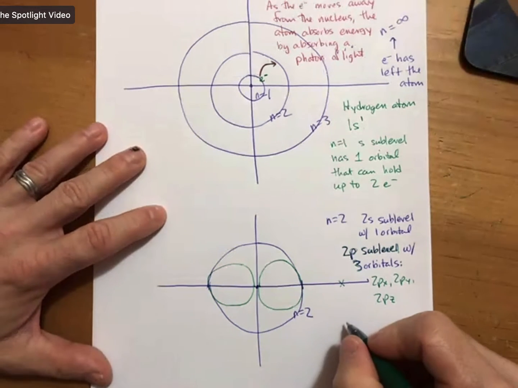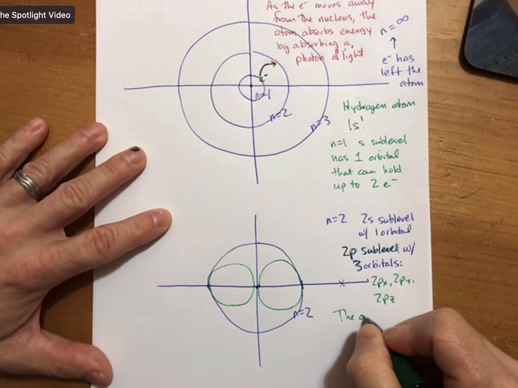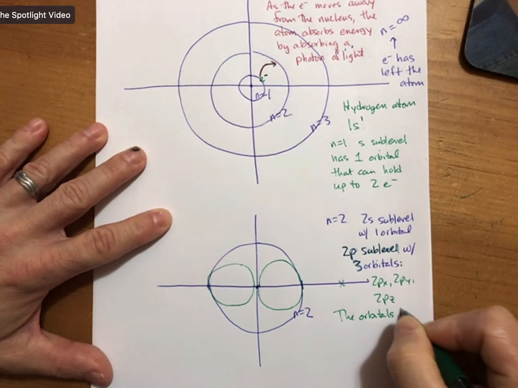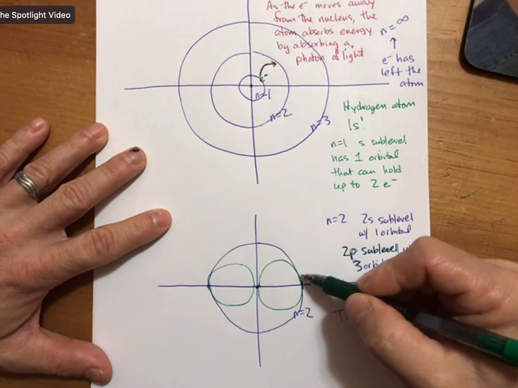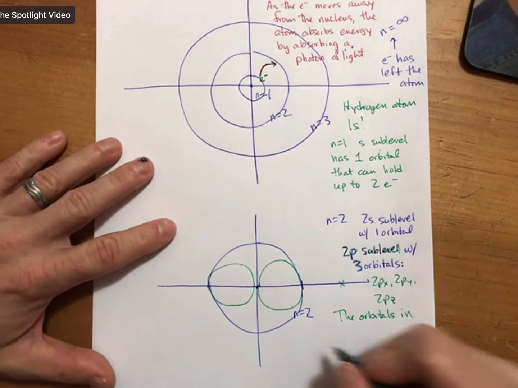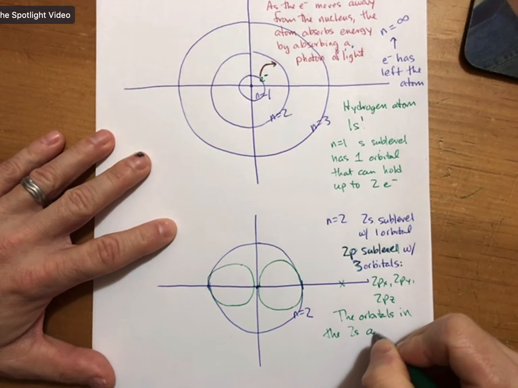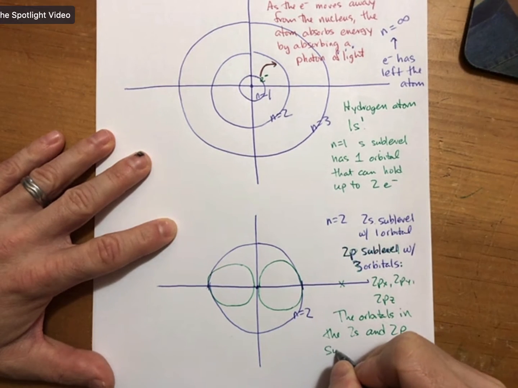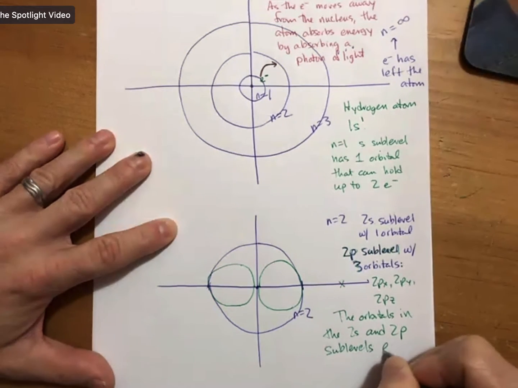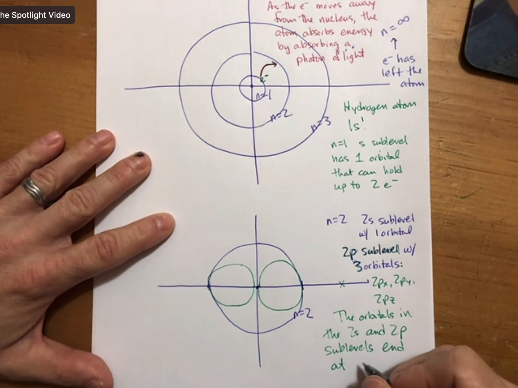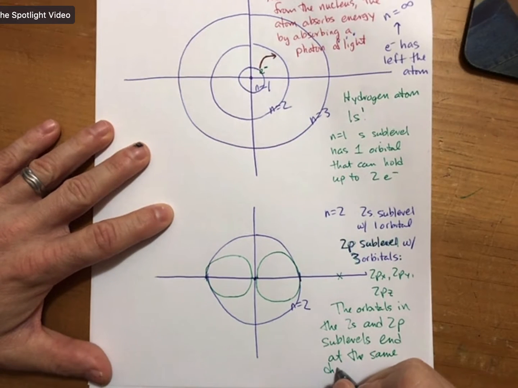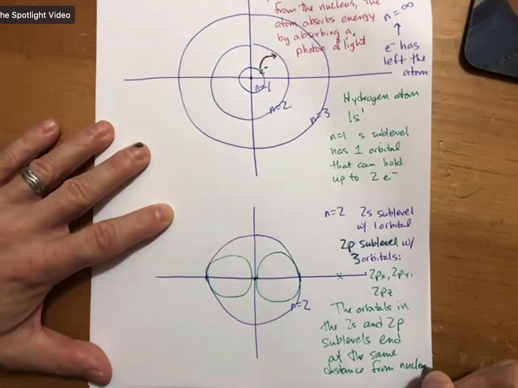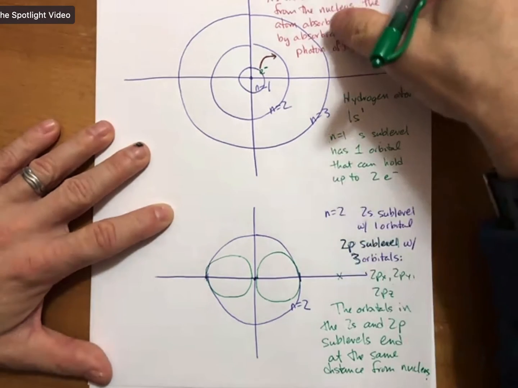So I'll make this note down here. So the orbitals in the 2s and the 2p sublevels end at the same distance from the nucleus.